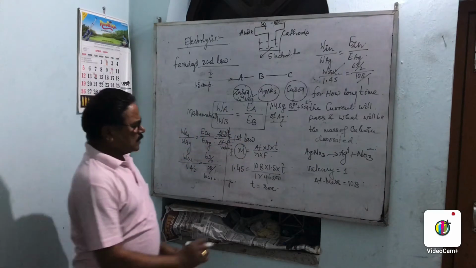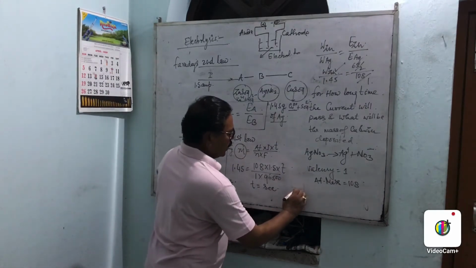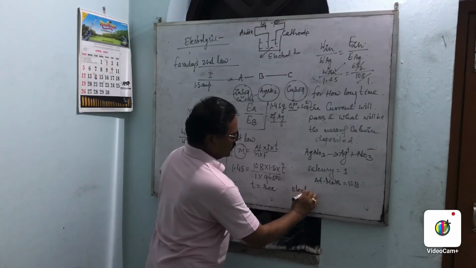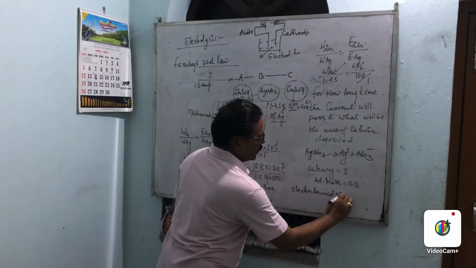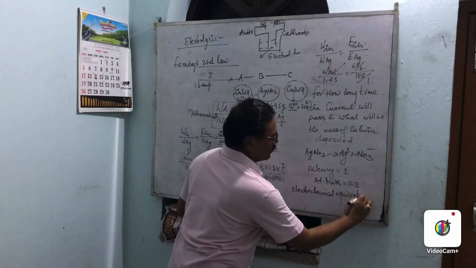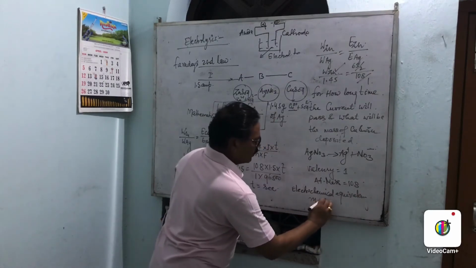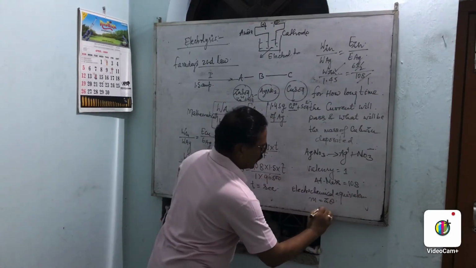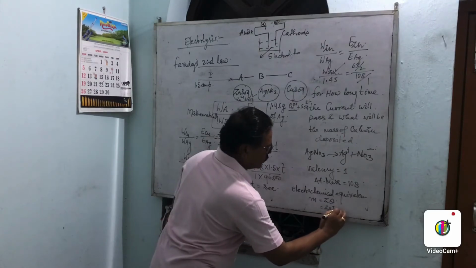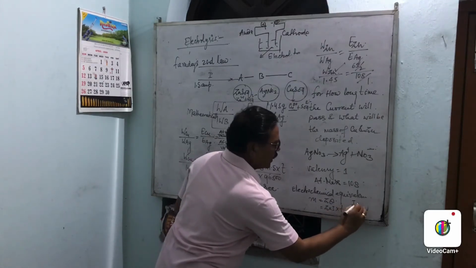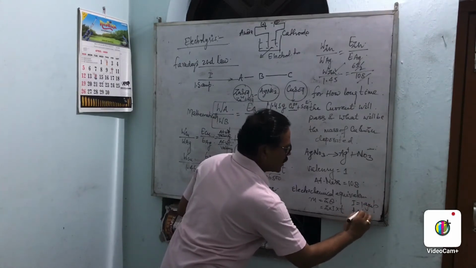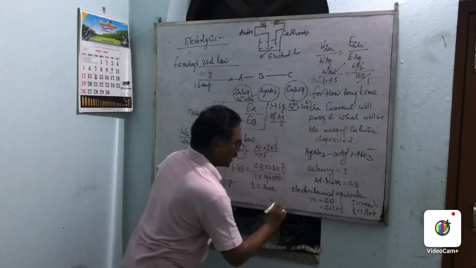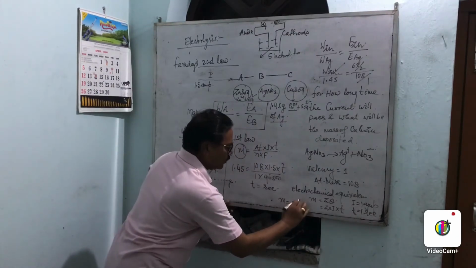Now, one thing is left here. We define electrochemical equivalence. This is another thing, electrochemical equivalence. If the question asks this, then what will you do? Since m = Z × q and m = Z × I × t, if I is 1 ampere and time is also 1 second, then what will happen? m = Z.